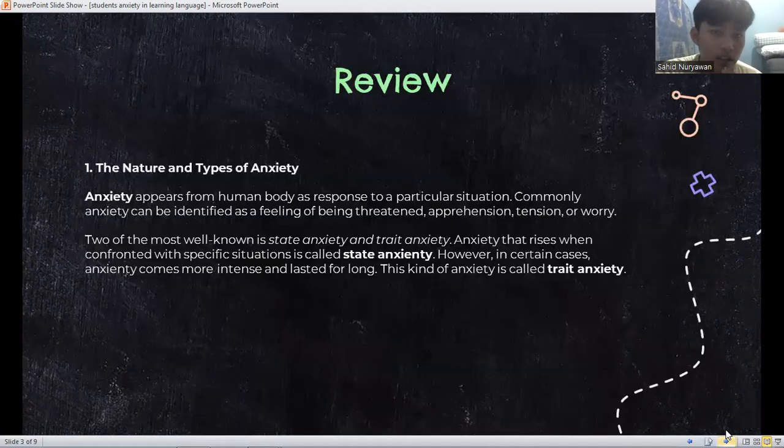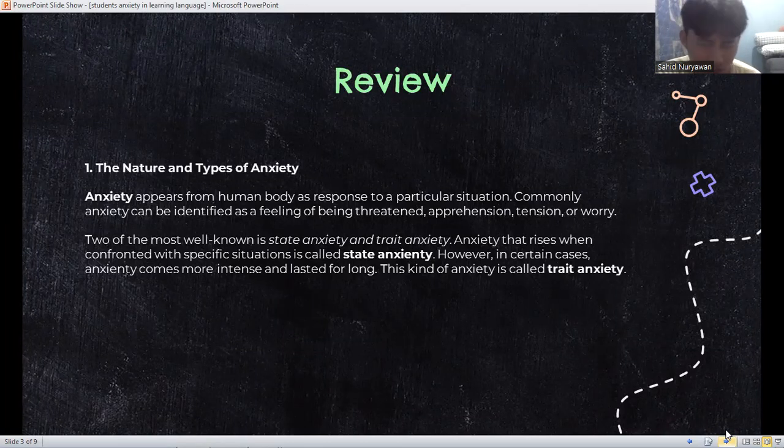The nature and type of anxiety. Anxiety appears from the human body as a response to a particular situation. Commonly, anxiety can be identified as a feeling of being threatened, apprehension, tension, or worry. According to Carlson and Brooks, anxiety is a sense of apprehension or doom that is accompanied by certain physiological reactions, such as accelerated heart rate, sweaty palms, and tightness in the stomach.